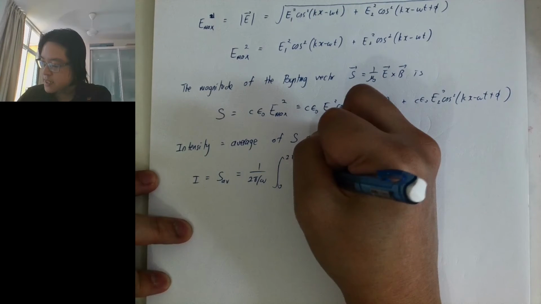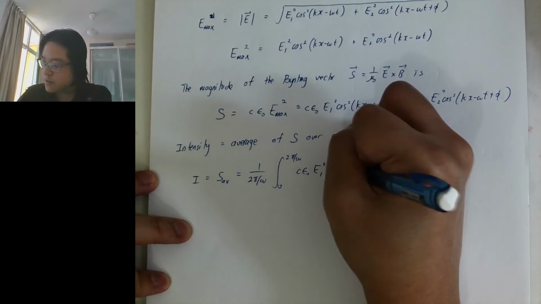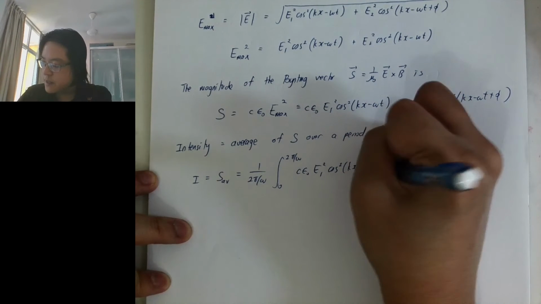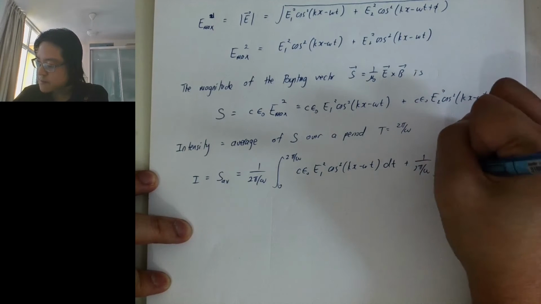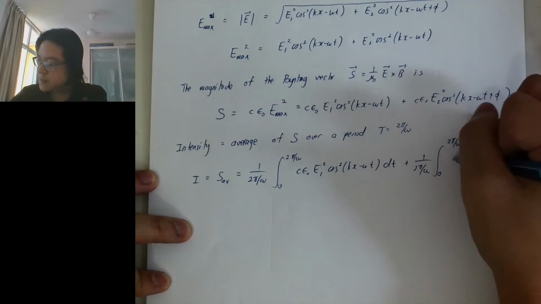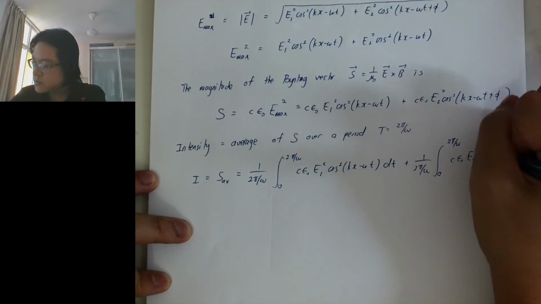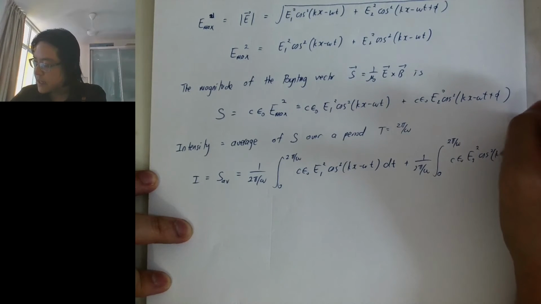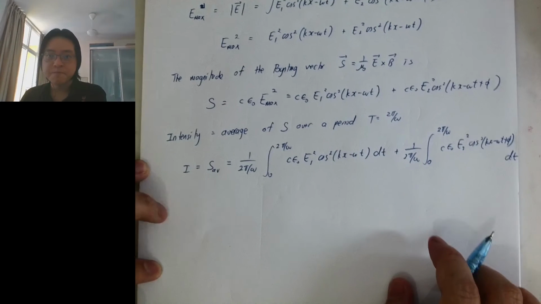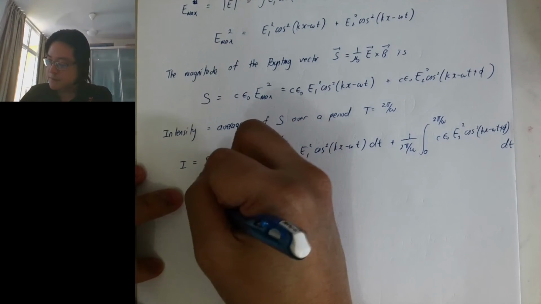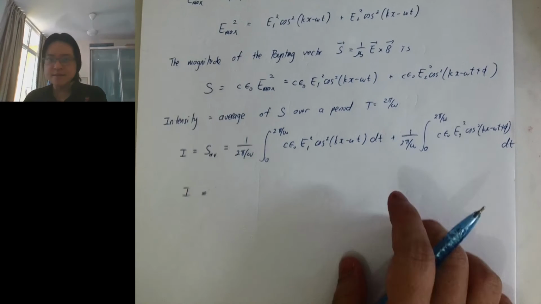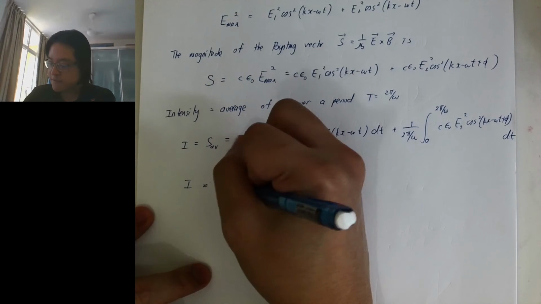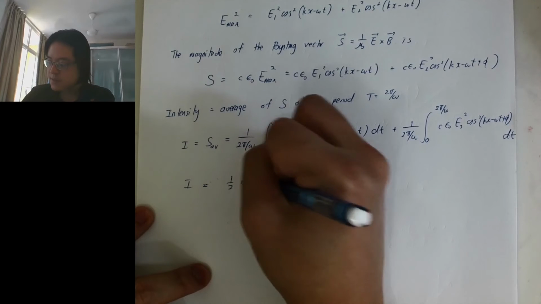and we just get cε E1 squared cos squared (kx − ωt), integrate with respect to time, and yes, also do it for this term, cε E2 squared cos squared (kx − ωt + phase difference), integrate this with respect to time. So what we have found is that if I mix two different lights, the intensity is just the sum of the separate intensities.